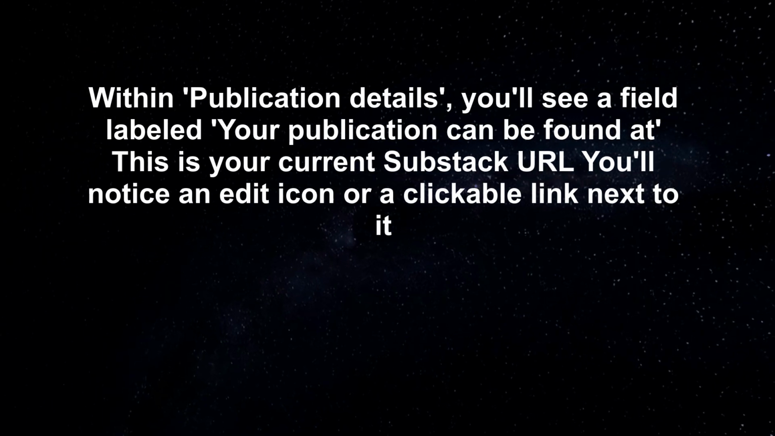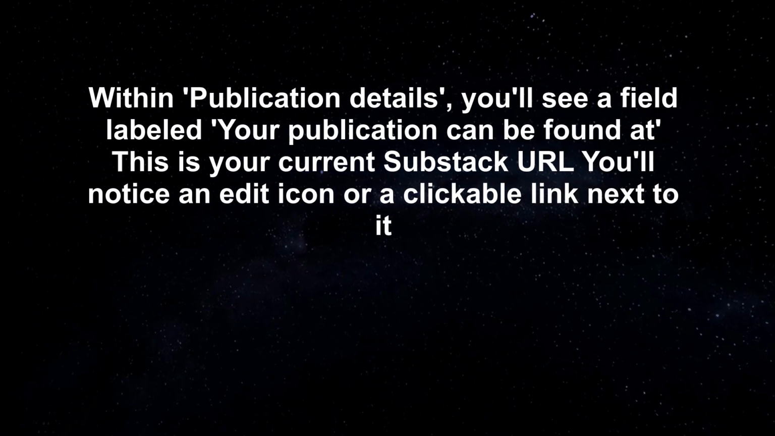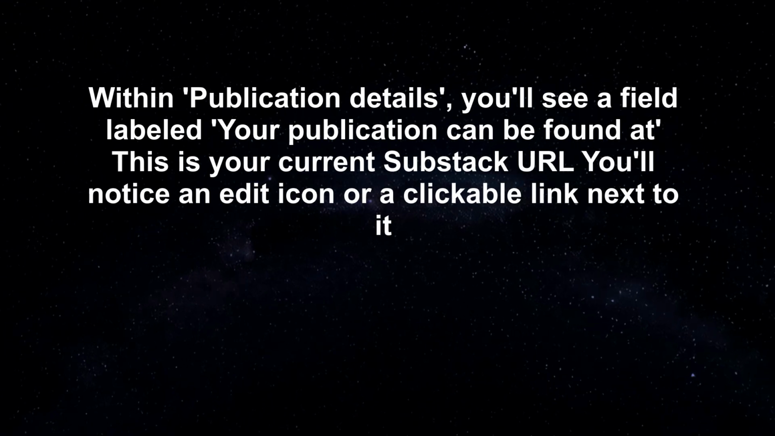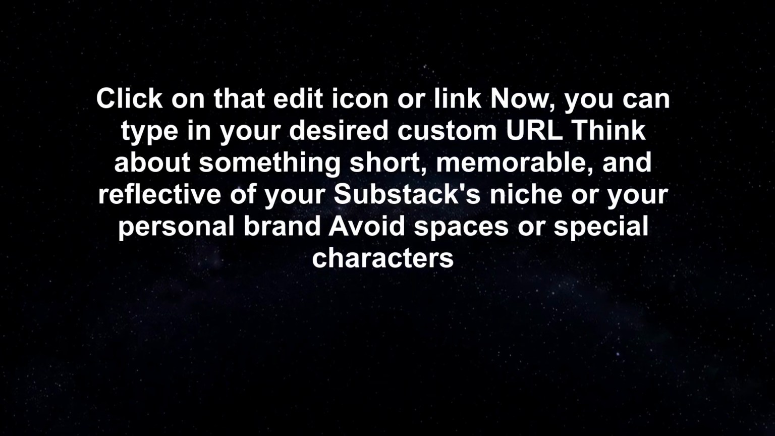Within Publication Details, you'll see a field labeled Your Publication can be found at. This is your current Substack URL. You'll notice an edit icon or a clickable link next to it. Click on that edit icon or link now.